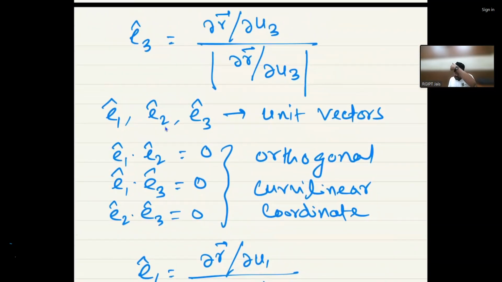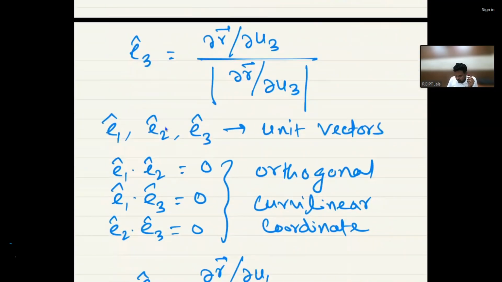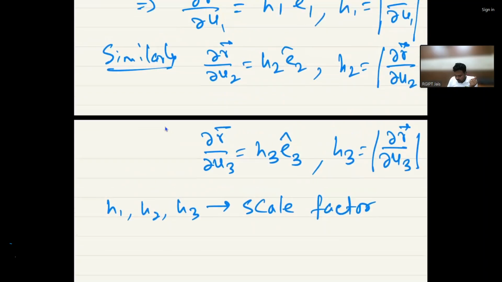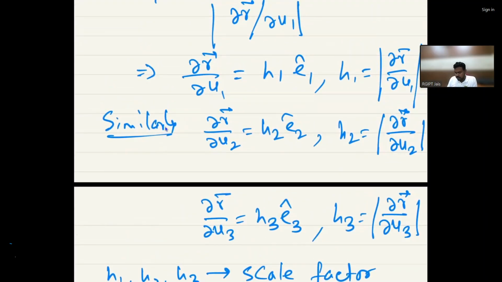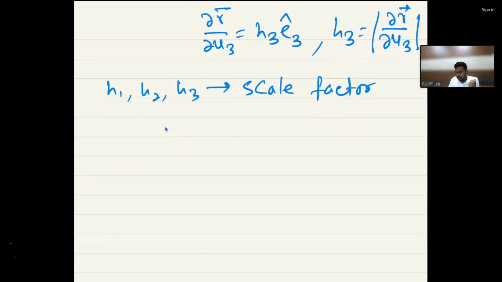You can see that in the Cartesian coordinate system the scale factor is 1 because mod of del r by del x is 1. But it can have values other than 1 for other coordinate systems. In the 3D Cartesian coordinate system, all the scale factors are 1. We can take the example of the cylindrical coordinate system, where you can see the scale factors can have values other than 1. So let's work through the cylindrical coordinate system using this generalized formula, so this will be clear to you.